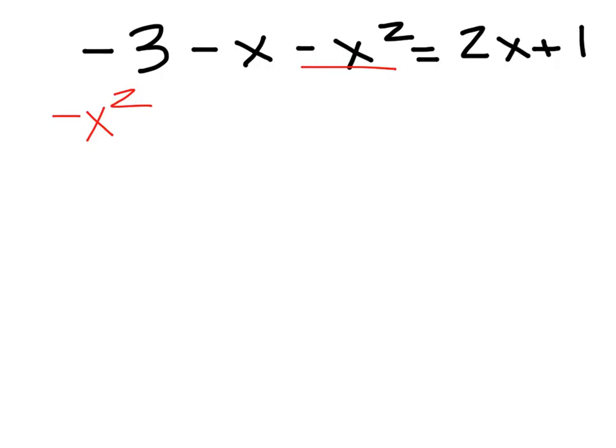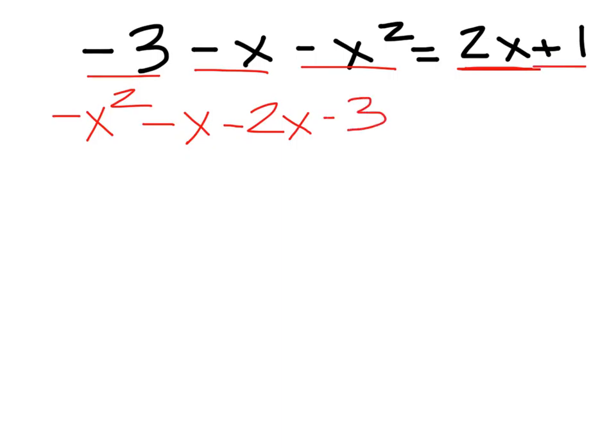What should we put next? Minus x. Minus 2x, because this one is on the right side. That's right. Minus 3. And minus 1 because this was on the right. Anybody not understand how we came up with negative x squared minus x minus 2x minus 3 minus 1 equals 0?